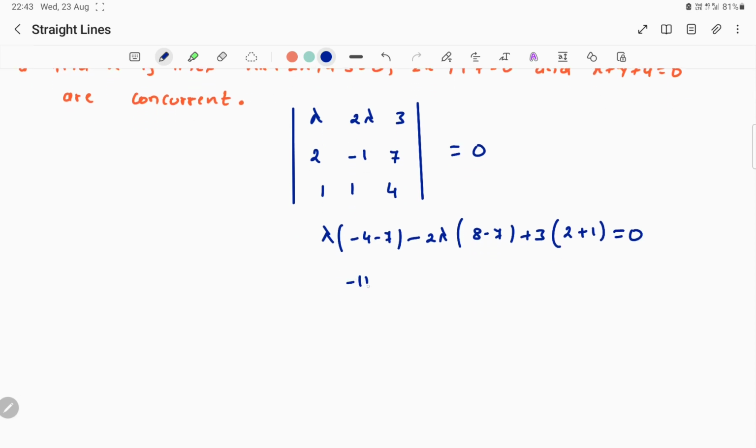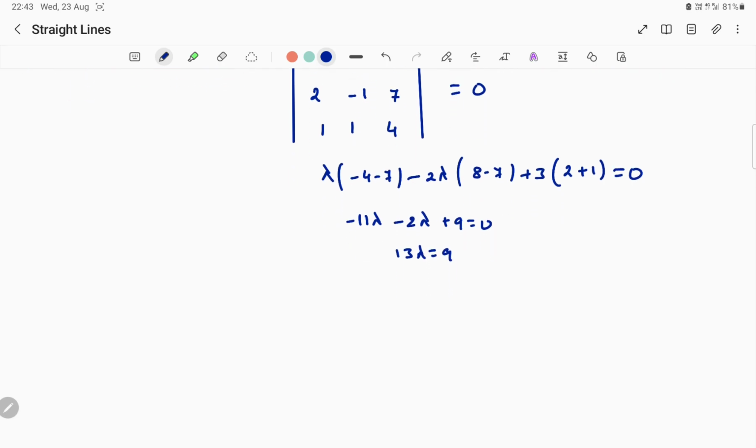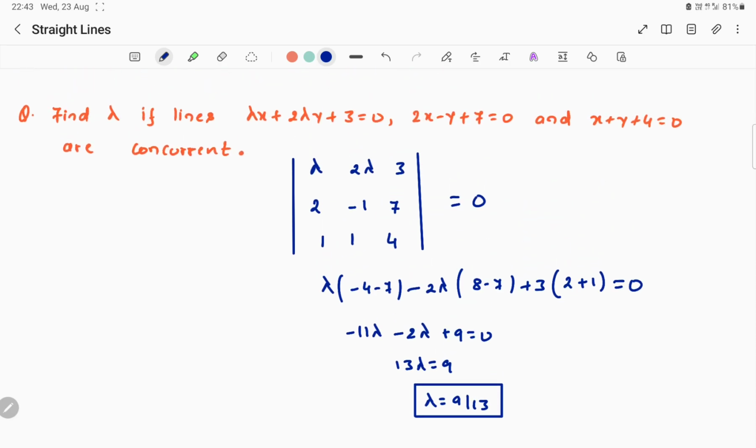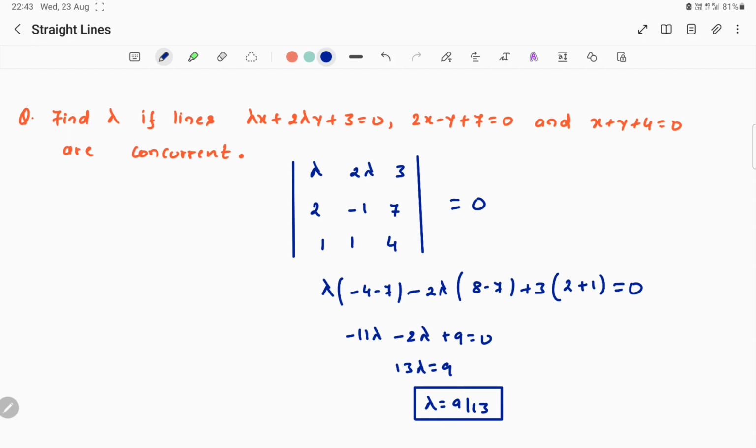This quantity should be equal to 0. When you simplify, you get minus 11 lambda, then minus 2 lambda, and 3 3s are 9, equal to 0. So 13 lambda is equal to 9, so lambda is equal to 9 by 13. If lambda is 9 by 13, then the lines will be concurrent. This is method number 1.